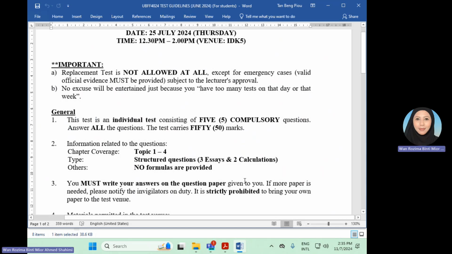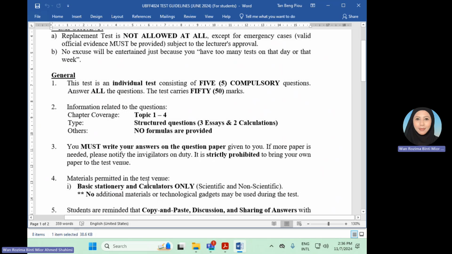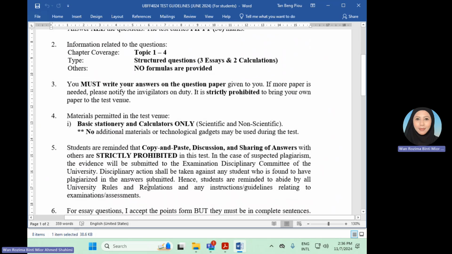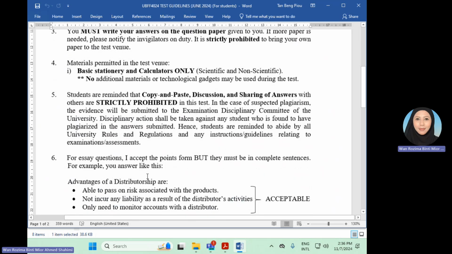Okay. So you must write your answer on the question paper given to you. I mean that I give you the question and the empty space, so you don't have to bring your own paper. If more paper is needed, please notify the invigilators on duty. It is strictly prohibited to bring your own paper to the test venue. I'm very particular about that. The moment I see it, then that's it for you. Materials permitted in the task: basic stationery and calculators only. This one you can read on your own later.